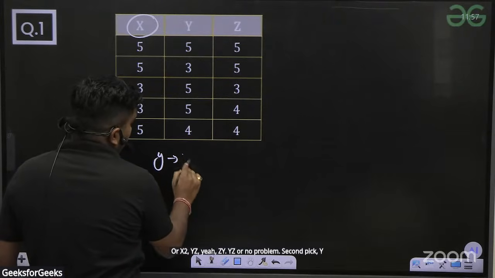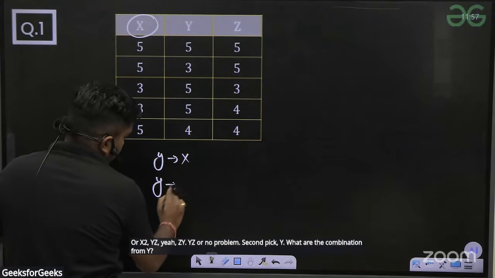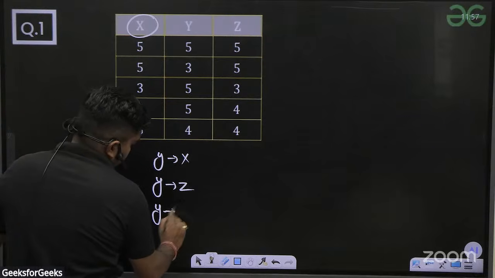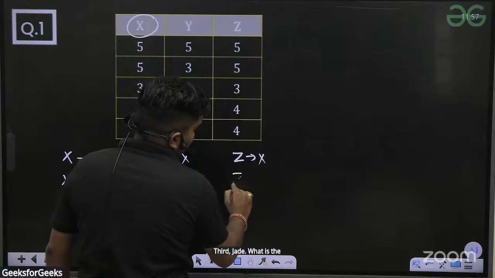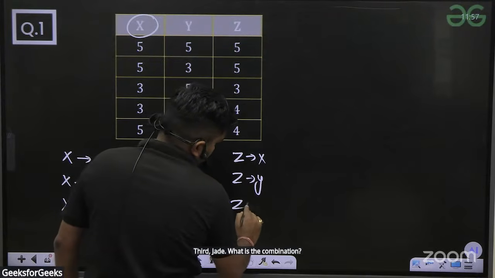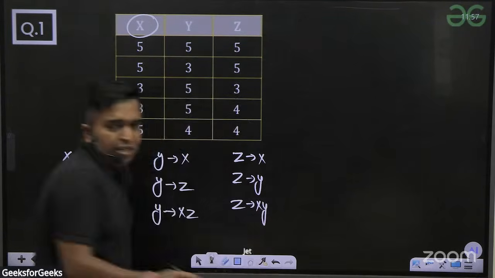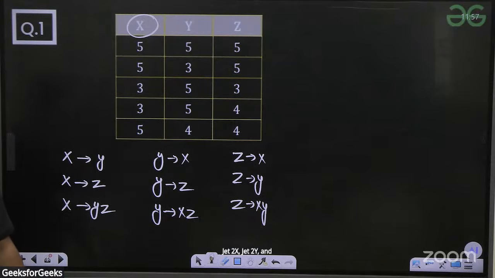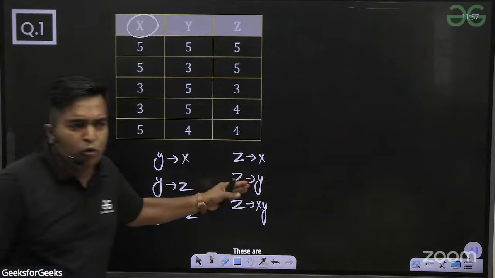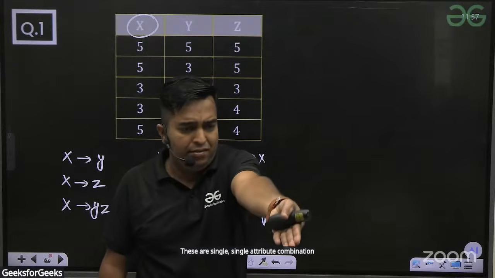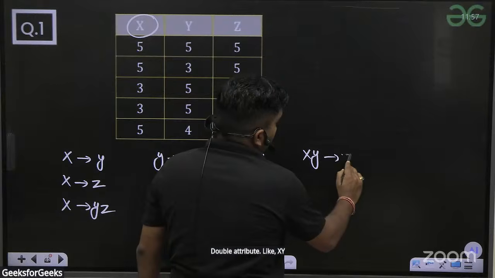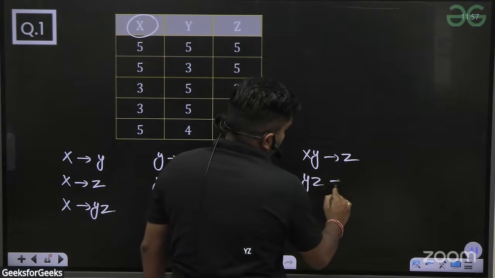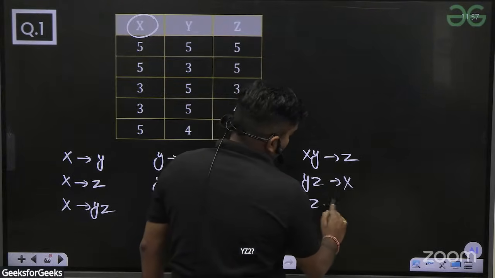Second, pick Y. What are the combinations from Y? Third, Z. What is the combination? Z to X, Z to Y, and Z to... These are single attribute combinations. Now go for double attribute, like XY to..., YZ to X, XZ to Y.